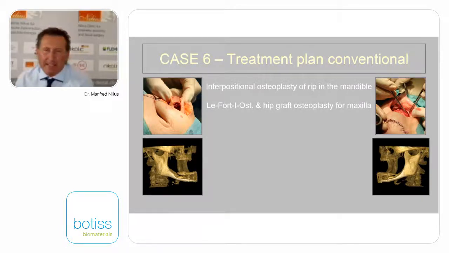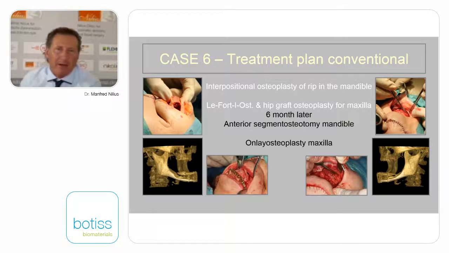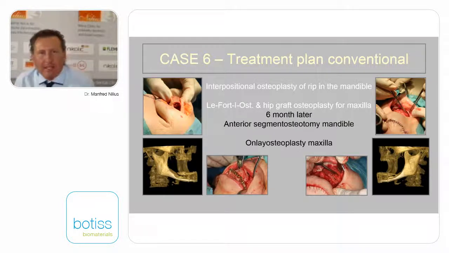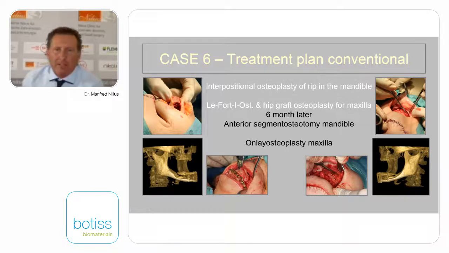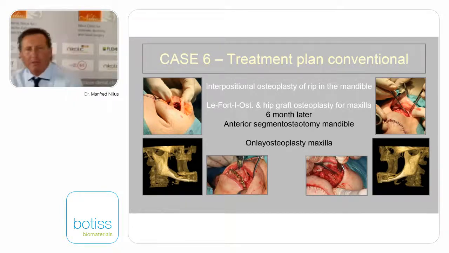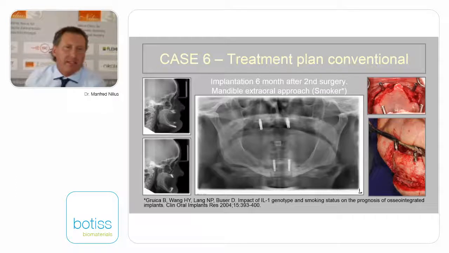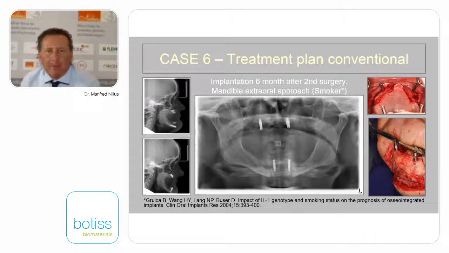So we had to do a second step, second surgery step. We made a segment osteotomy to put this chin backwards, and we made a second onlay osteoplasty with the second hip to superimpose all this bone to the maxilla. And we ended up with almost a chance to insert implants. This is the clinical situation after anterior segment osteotomy using an extraoral approach. Here you can see the cuts of the extraoral mandible cut.